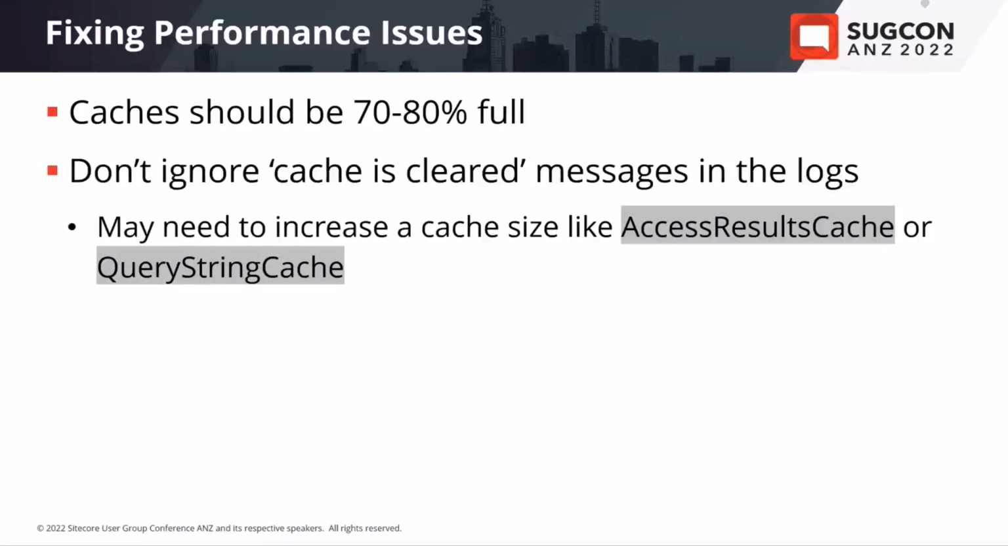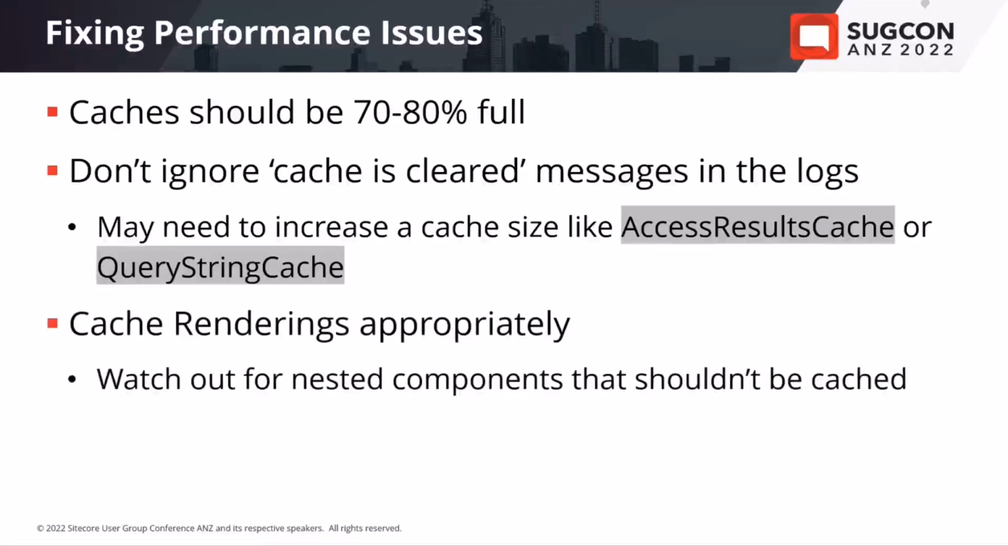Definitely don't ignore the caches cleared messages in the logs. And the most frequent one that we see would be a query string cache or an access result cache. And we've seen these cleared multiple times per request. And that's just basically the access result cache might be too small. That's storing all of the security information, the permissions information about the items that it's accessing. The more roles we have, the more permissions we have, the bigger that cache needs to be. And if it is constantly clearing, then there's no point in it being a cache, because the cache is going to be the quick read for the system.